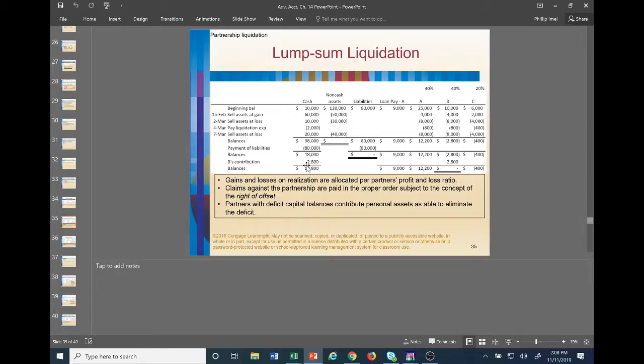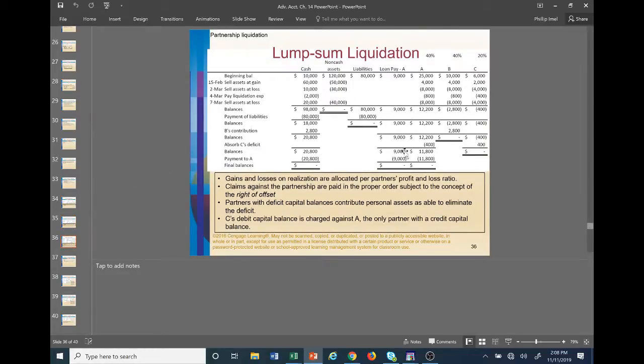So B contributed $2,800 to cover his deficit. Therefore, B's deficit has been taken care of, no deficit. And now the cash went up from $18,000 to $20,800. We still see all things are the same for partner C. He still has a deficit of $400. We still have a loan payable to partner A of $9,000, and he still has $12,200 in his capital account.